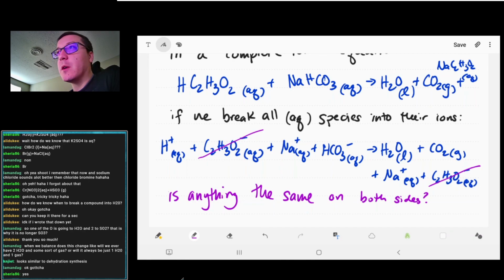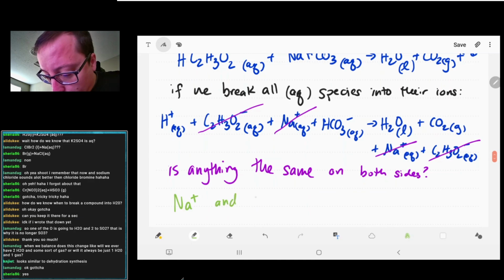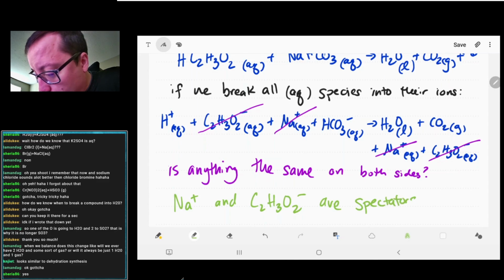All right, if we look at the next one, we have sodium ion. Do we have a sodium ion on the other side? We do again. And then the last one we have is the bicarbonate ion, which we do not have on the other side. So this tells us that these two guys that we saw were the same on both sides. They are spectators, meaning they're not really doing anything in this chemical equation.